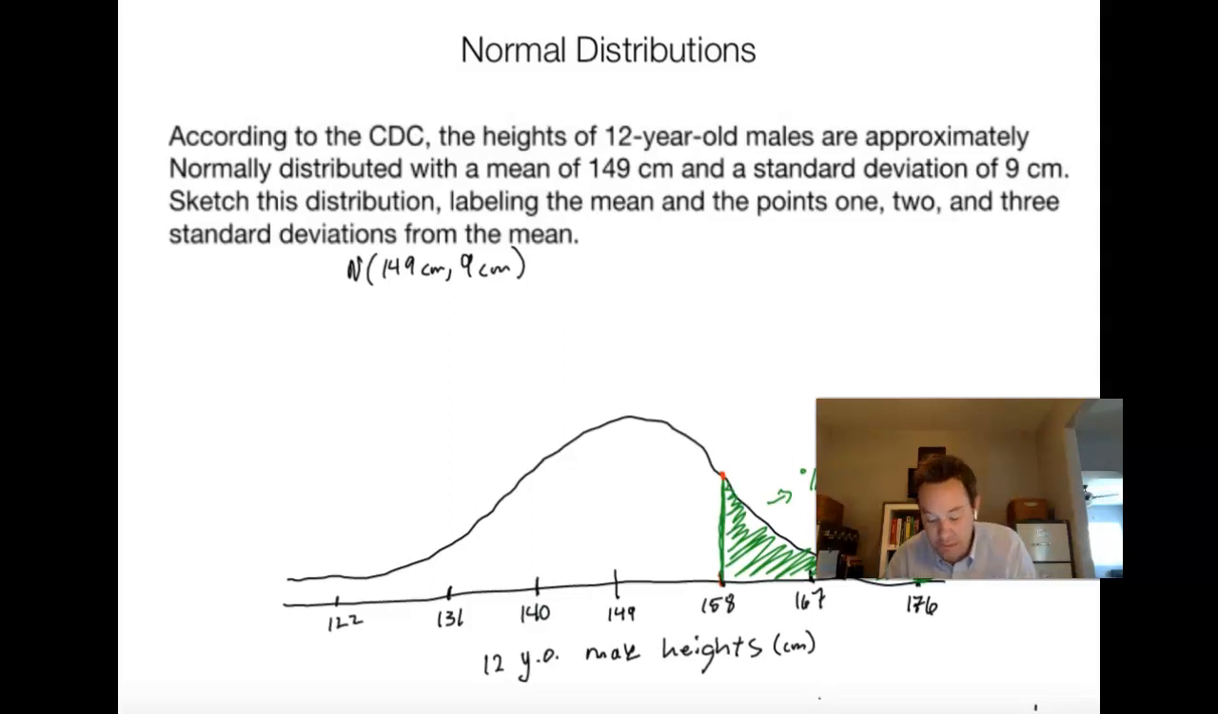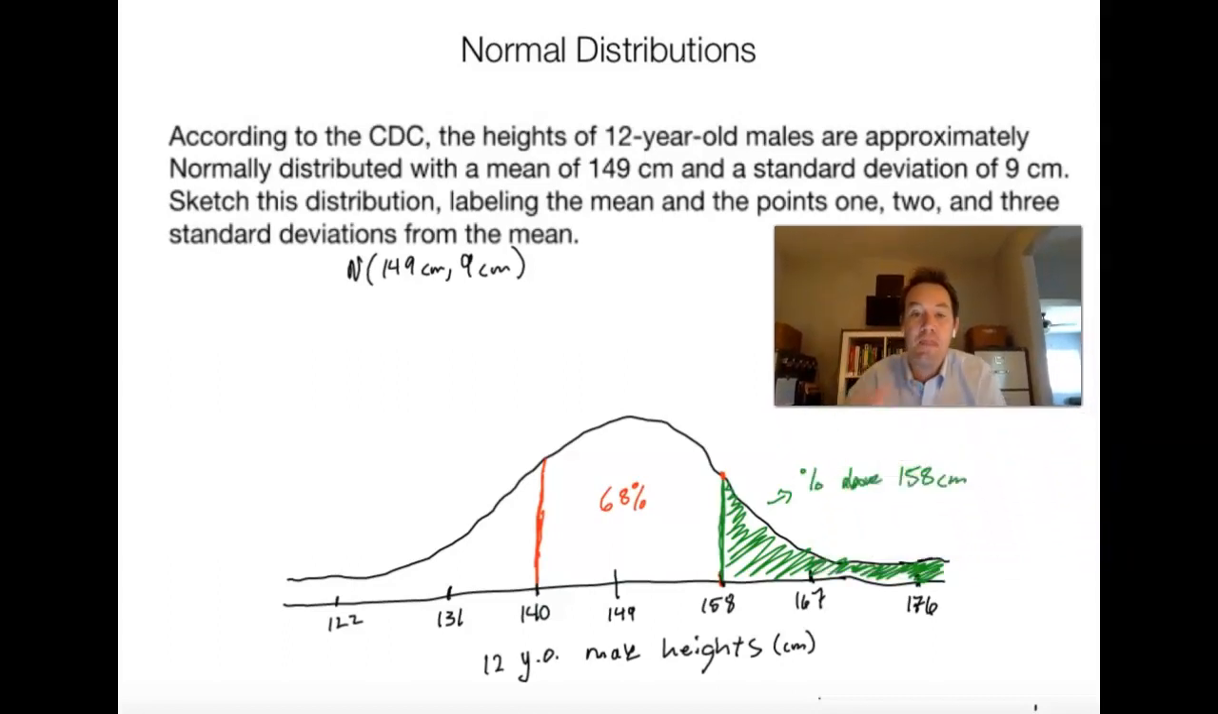All right, so I can use that 68, 95, 99.7 rule. And I notice that 158 is 1 standard deviation to the right. So if I come over here and I go 1 standard deviation to the left, the area in here represents 68% of our observations, right? And since normal distributions are symmetric, I can expect that the tails are going to have the remaining area in them.